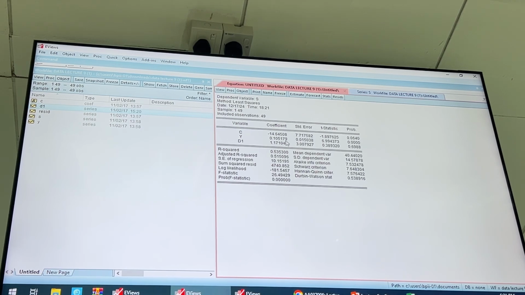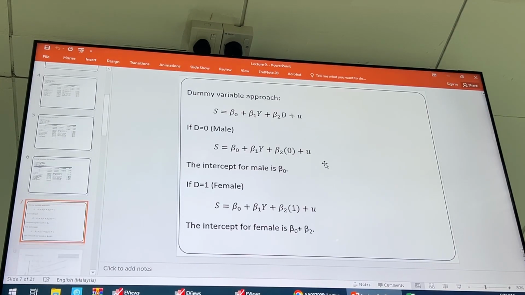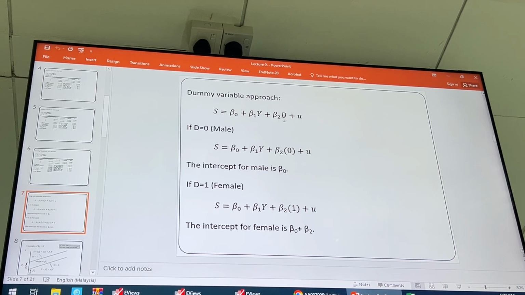So how do we interpret this? Using this model enables us to have estimated models for male and female. So look at the next slide. This is our model. We have the dependent variable saving, then the intercept, then our independent variable income, and then we add a dummy variable, which represents the dummy variable for female. It is equal to 1 if the data belongs to female, and 0 if not, meaning male.